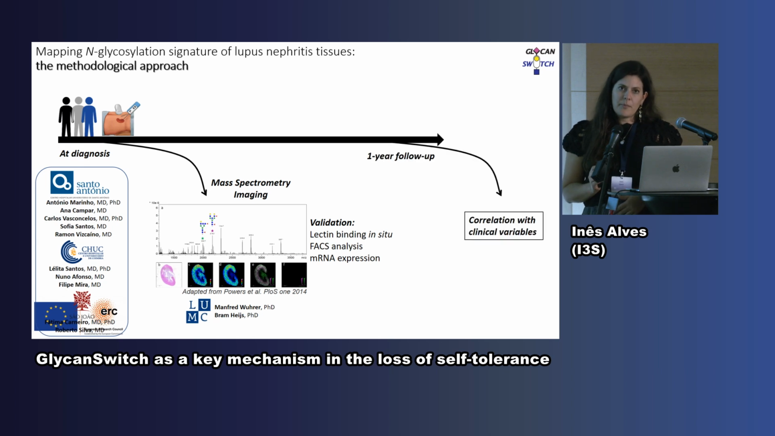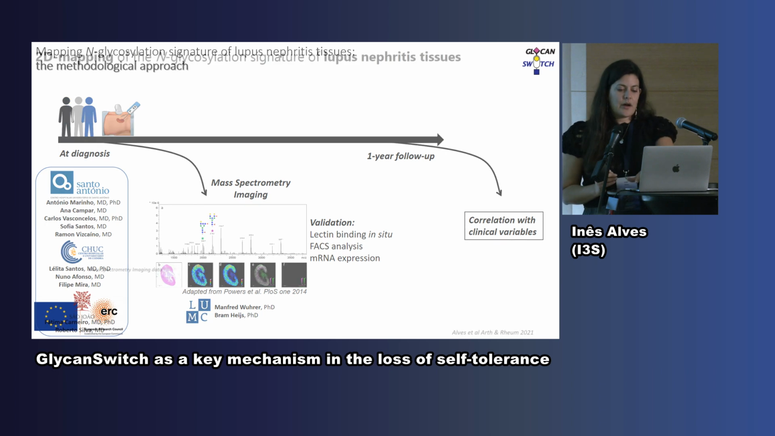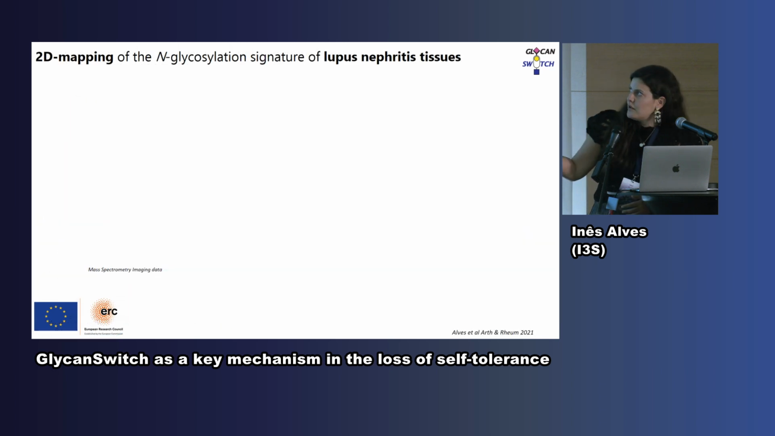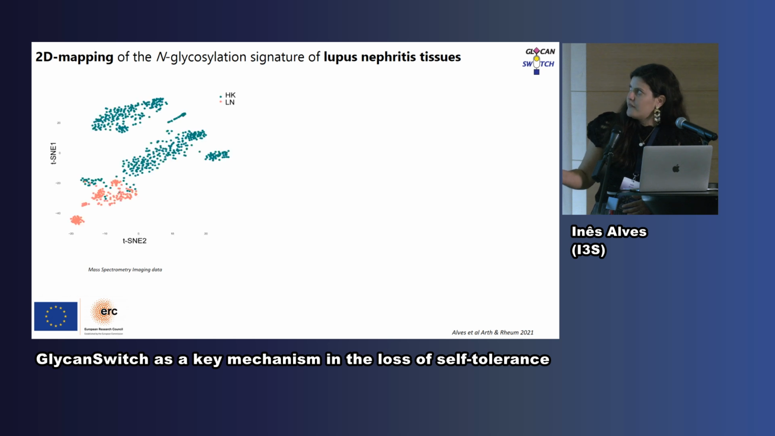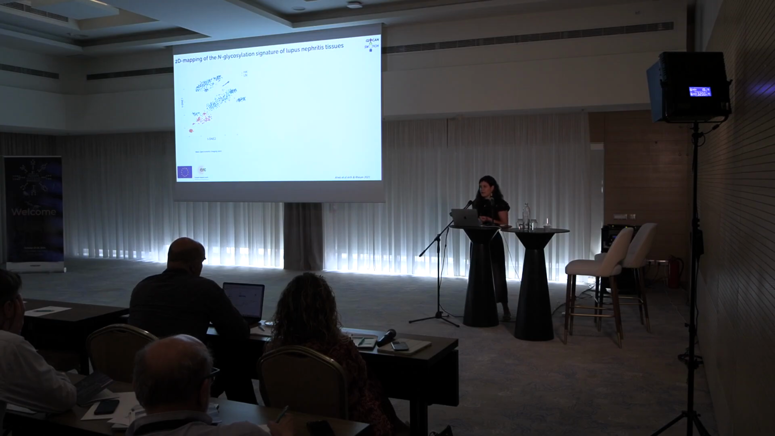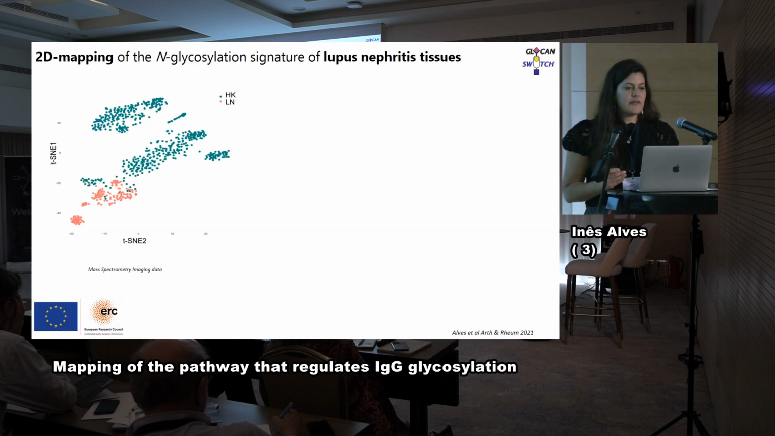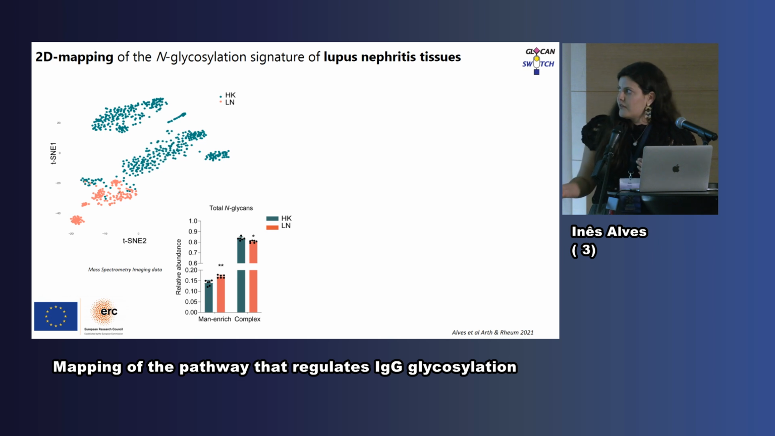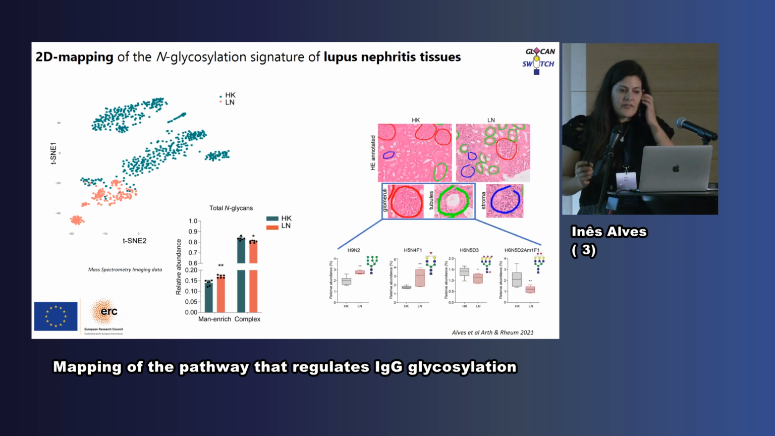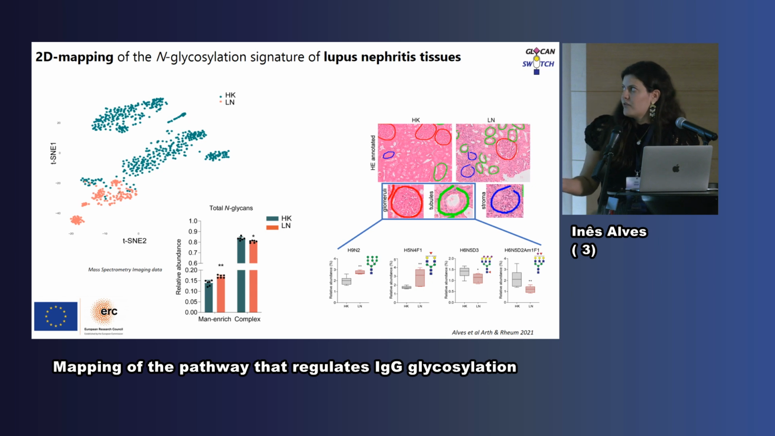And after 1 year of follow-up of these patients, we were able to collect clinical variables and correlate them with our findings. As you can see here in this map, in blue you can see the glycosignature of the samples from healthy kidney, and in pink we can find the lupus nephritis kidney signature. So it seems different. Actually, it is different because there is an increase in these mannose-enriched glycan traits and a decrease in the complex N-glycans. And we can specifically assign that these main differences were contributed by the epithelial compartment, the glomeruli and the tubuli of the kidney.